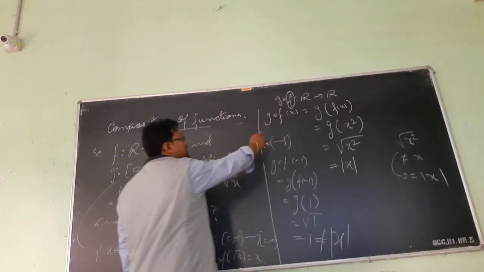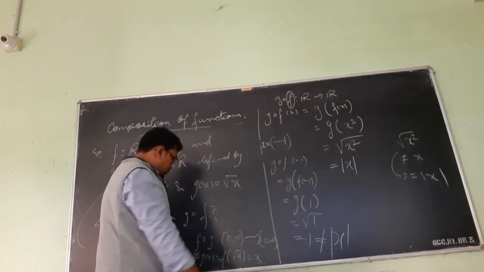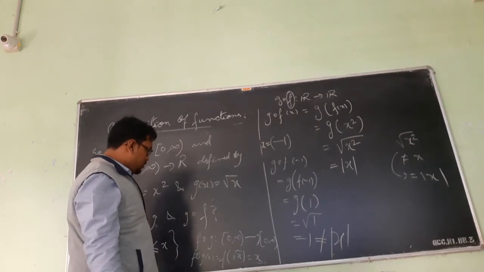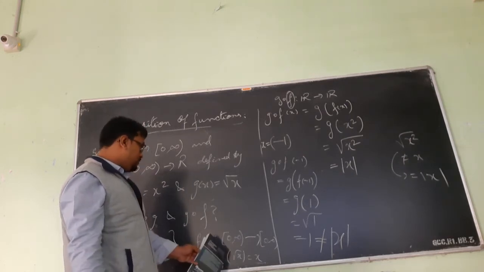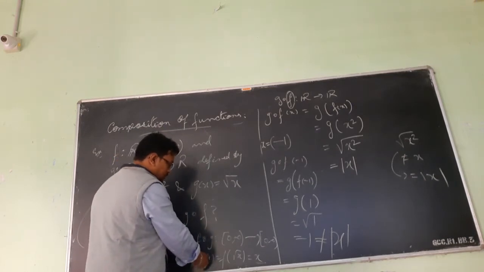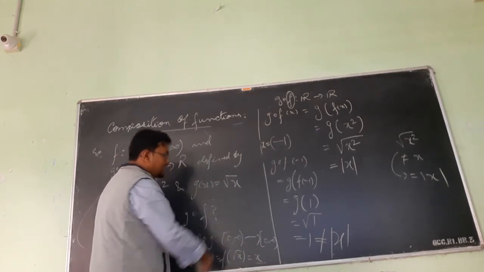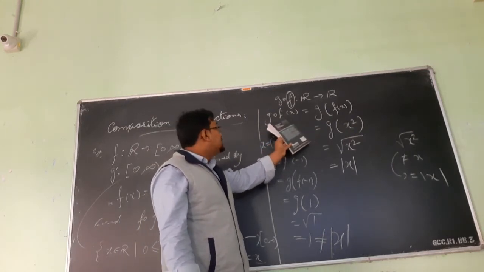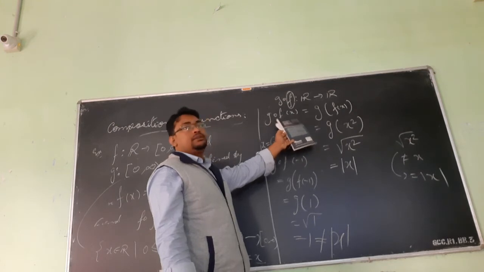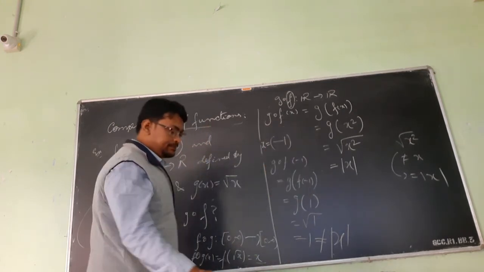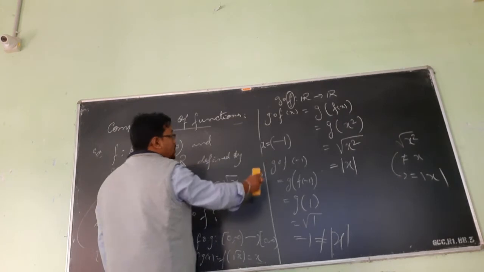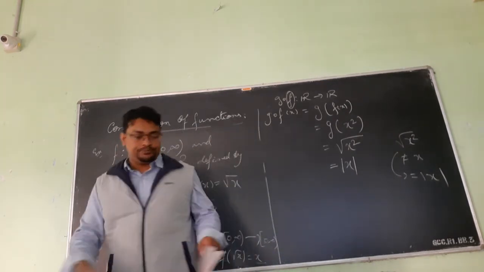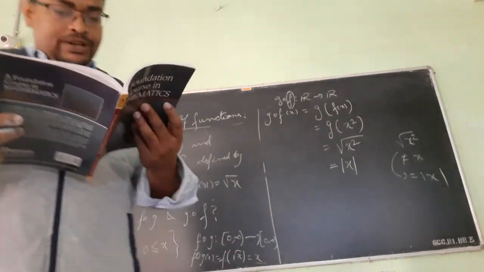So GOF is not 1-1. FOG is a 1-1 function. FOG of x goes to x only. But GOF is not 1-1 because GOF of -1 is same as GOF of 1. So your answer is actually mod x. Root of x square is mod x here. So be very careful.